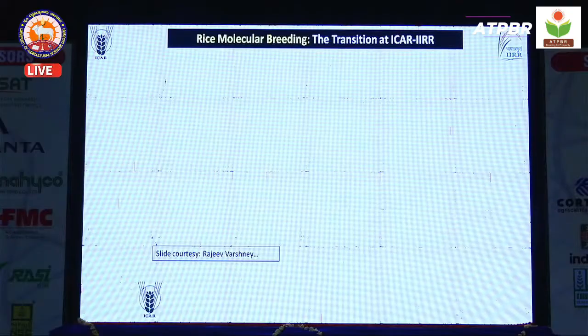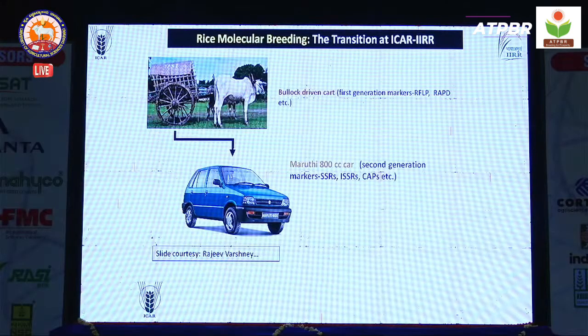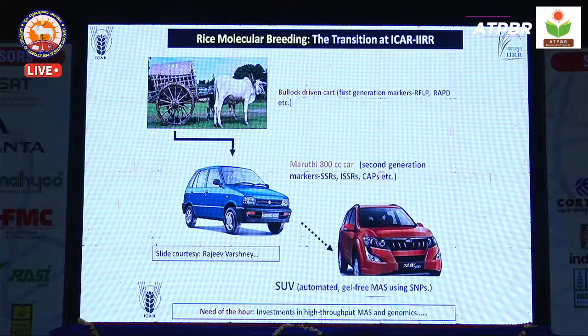But finally, I would like to mention here that we started our work like a bullock cart. We were using RAPDs, ISSRs for breeding for biotic stress resistance. When I joined, I started a program for marker-assisted breeding, and we were using a few markers like SSRs, ISSRs, CAPs, and all. And now, my team is traveling in an SUV, wherein we are deploying high-throughput genomic tools, not only for gene identification, but also for gene deployment.